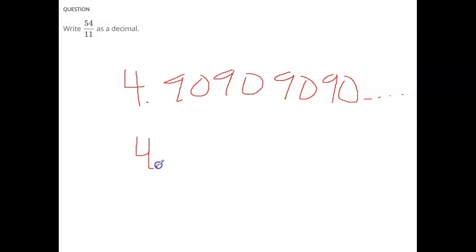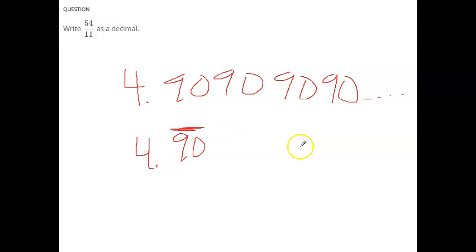So a way we write that with mathematics is we just write down the part that's going to be repeated indefinitely, and we put a solid bar over the top of it. And that just lets everybody know that the decimal is 4.90. This part with the bar will repeat itself over and over again forever.